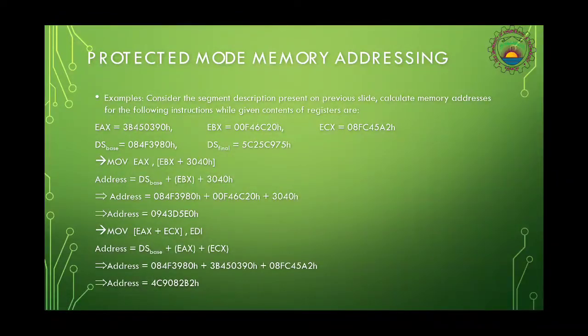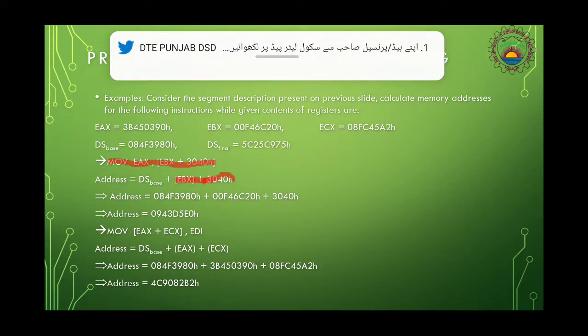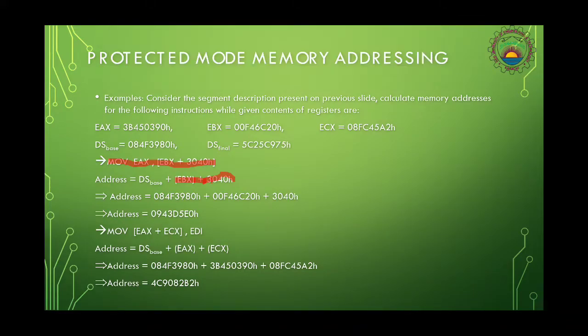First of all, the first instruction is MOV EAX, [EBX + 3040]. That is the first instruction. For calculating the address, we have to add the offset, that is EBX plus 3040, with the DS base address. So that is the final address you will be getting, and that is the physical address that will appear on the address bus to access data from memory, and that data will be stored in EAX.